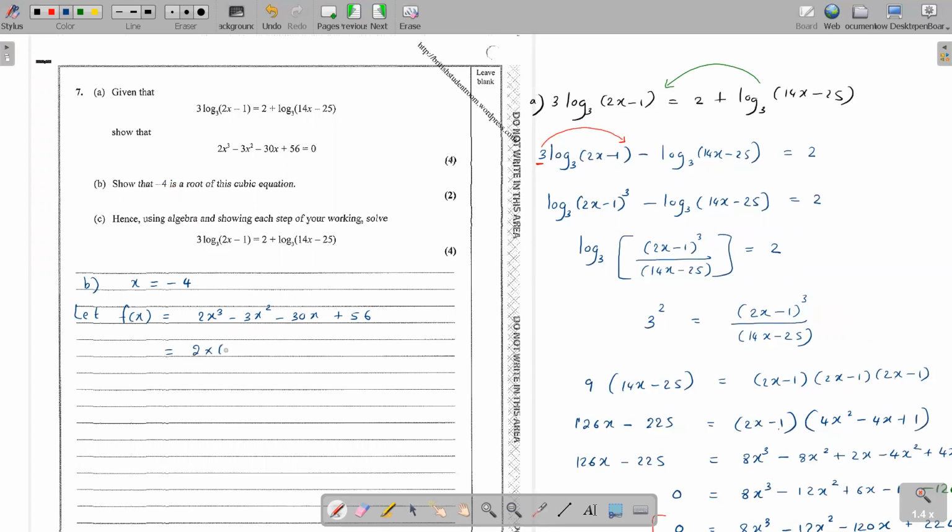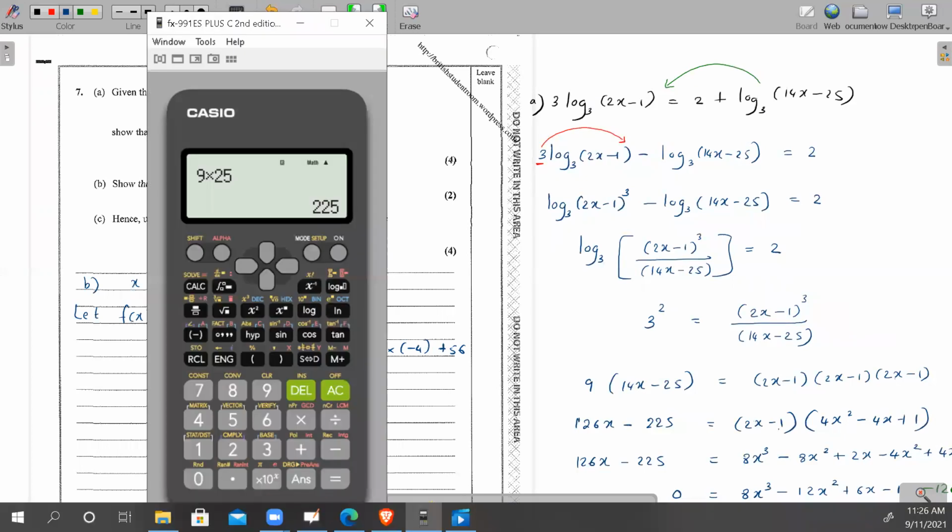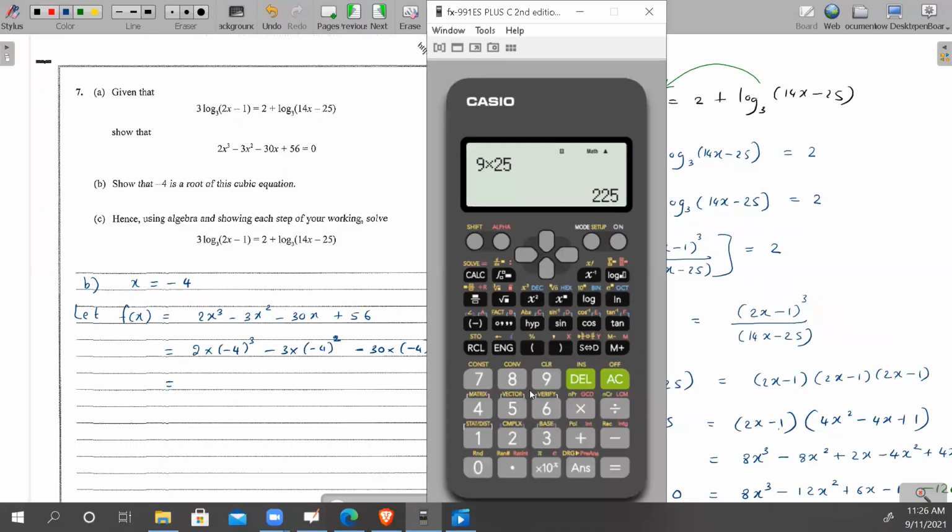So 2 into (minus 4) cubed, minus 3 into (minus 4) squared, minus 30 into minus 4, plus 56, right? Okay, so let's work with this. So let's put it on our calculator. 2 into (minus 4) cubed, minus 3 into (minus 4) squared.